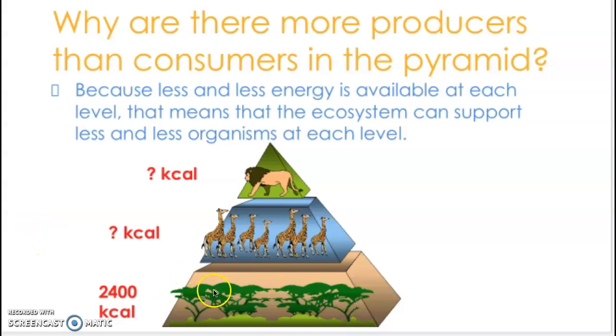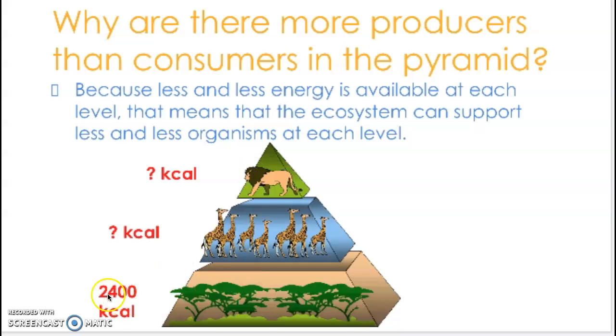So for example, with the primary producers, there's a lot of energy available, but because there is less of it flowing to the primary consumers, there's going to be less of them. And because there's only a little bit of energy flowing to the lions, for example, there aren't going to be many lions because they don't have enough energy to thrive in huge numbers.